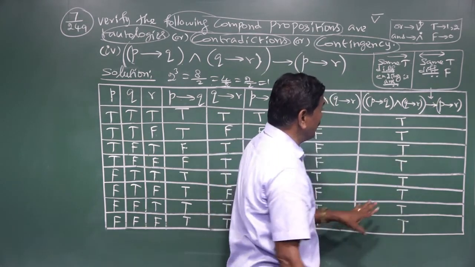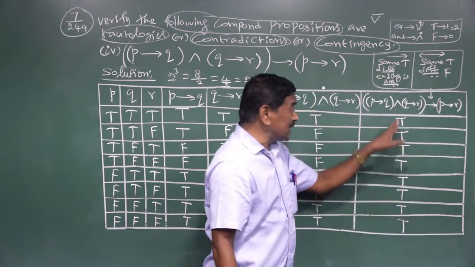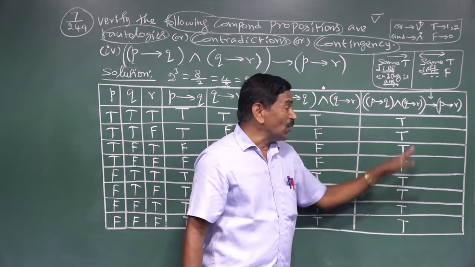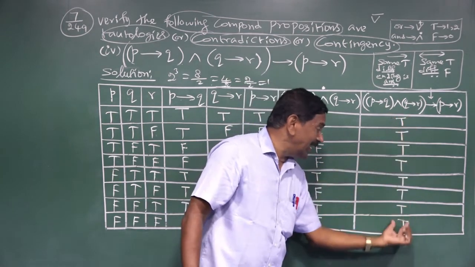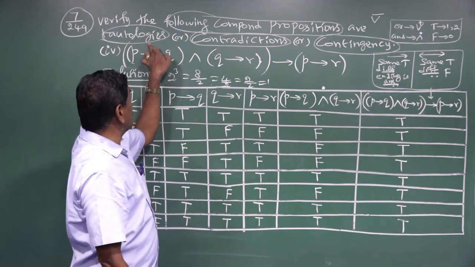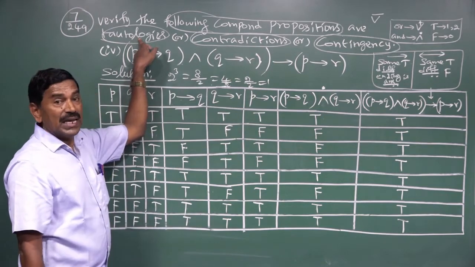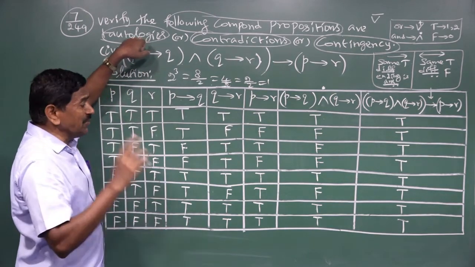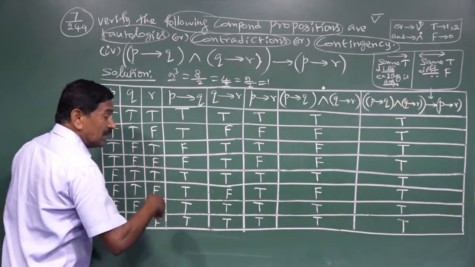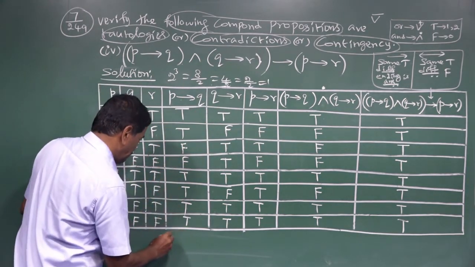Now listen, the last column contains only T. T, T, T, T, T, T, T, T. So the last column contains only T. Therefore, the given statement is a tautology. That is the concept. It is very simple. Listen to the conclusion: the last column contains only T.